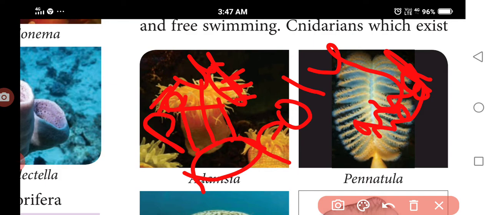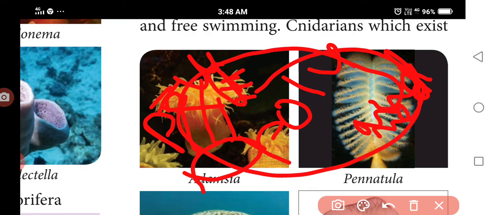Medusa is an umbrella-shaped structure, free swimming. Both forms exhibit alternation of generation, so polyp and medusa alternate. This metagenesis is followed in the phylum Cnidaria. Polyp represents the asexual generation, and medusa represents the sexual generation. Polyp produces the medusa asexually, and medusa forms a polyp sexually.